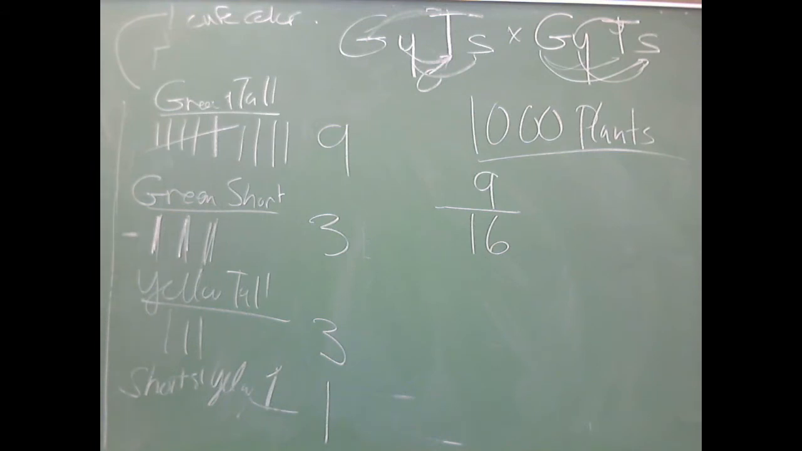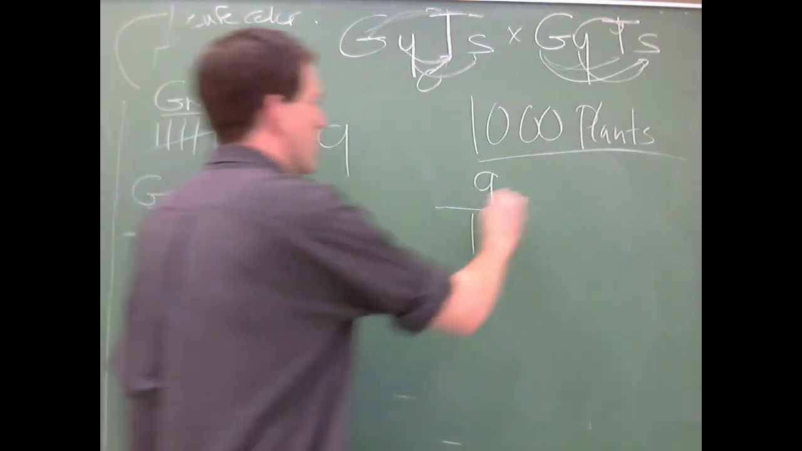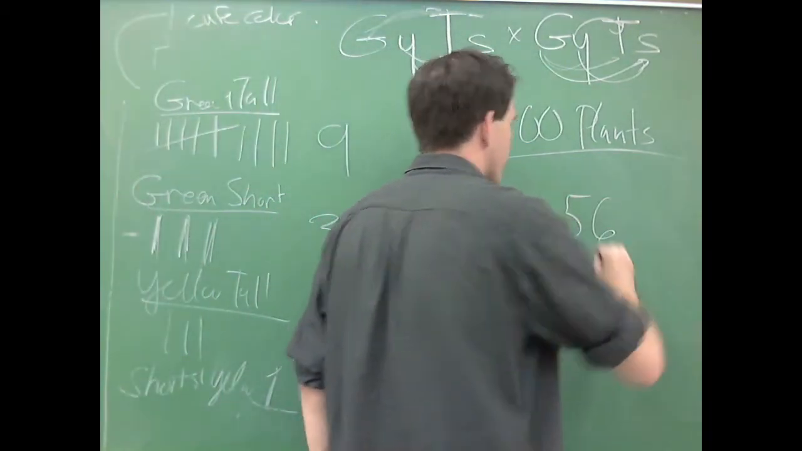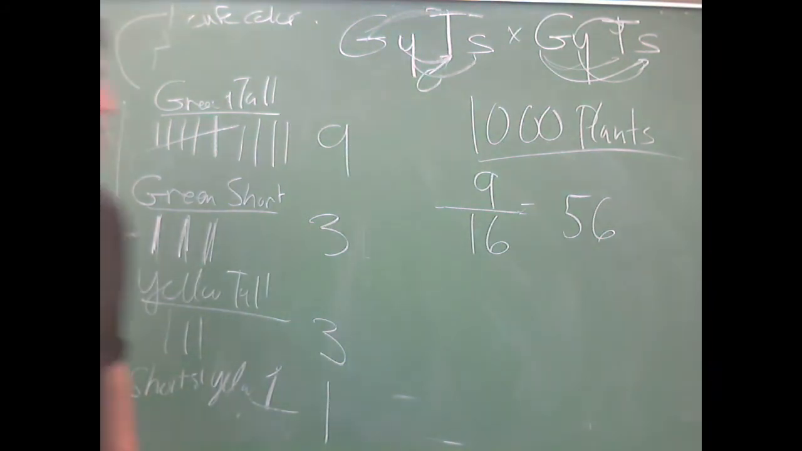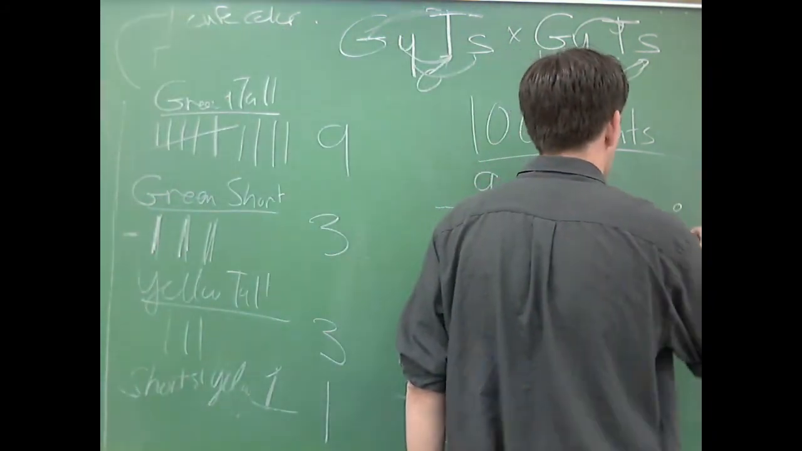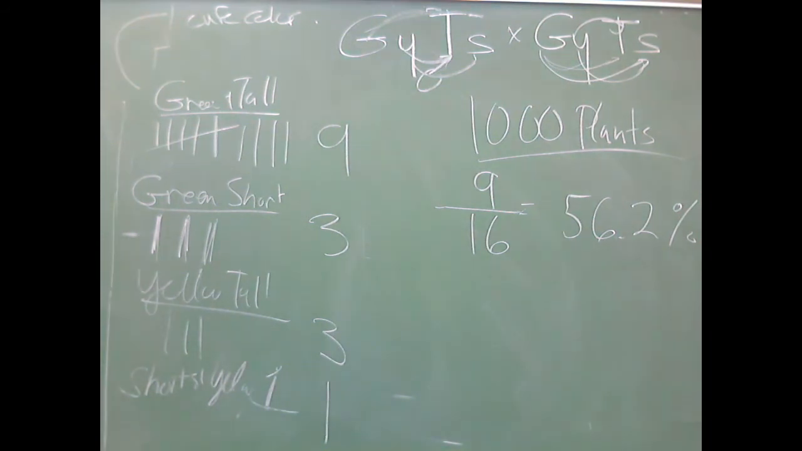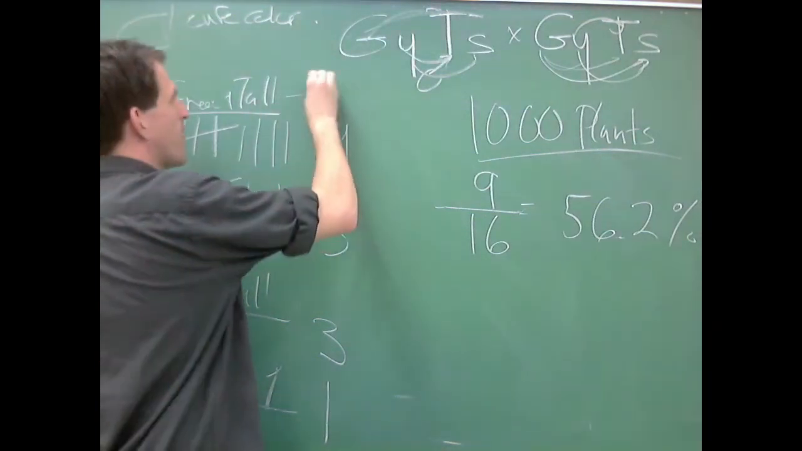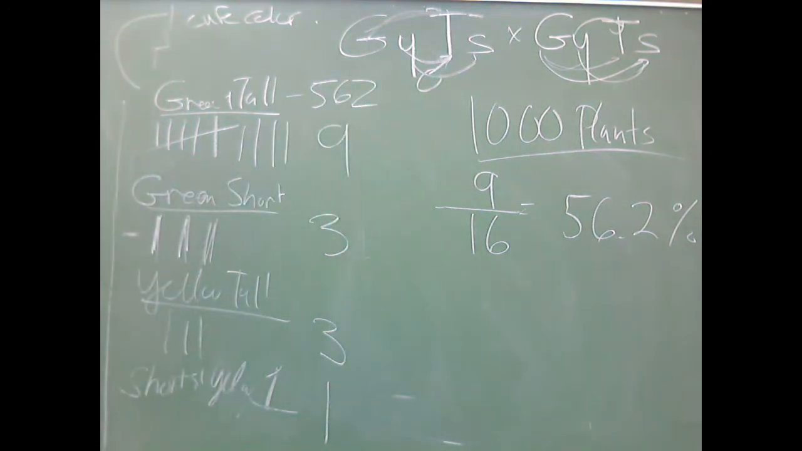Calculator out here. 9 divided by 16 is, percentage-wise, 56.2%. Okay, what's 56.2% of 1,000? 562, correct. So I would expect 562 green and talls.